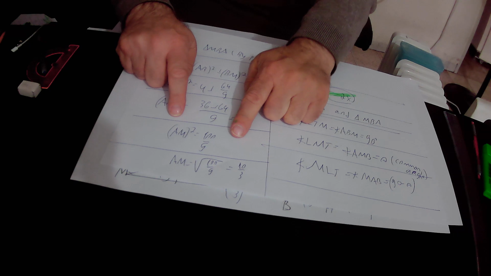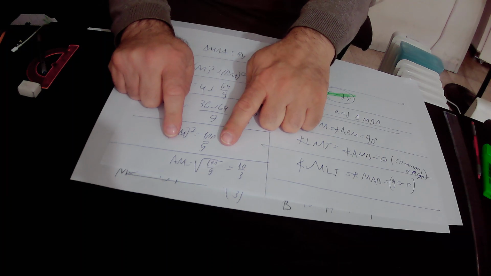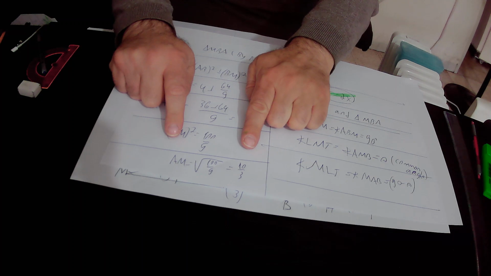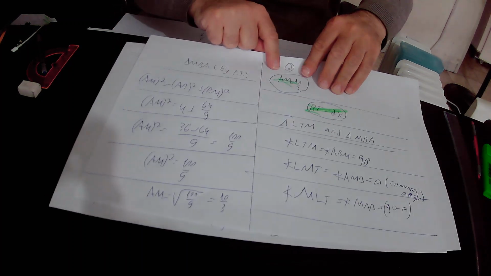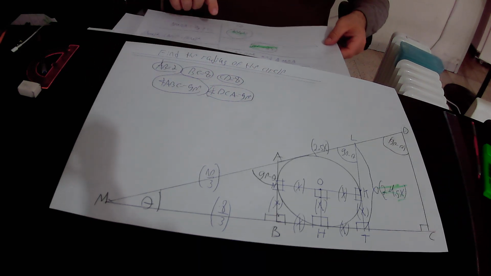We took the root of this equation and finally found that AM equals the square root of 100 over 9. The square root of 100 over 9 is the square root of 100, that is 10, over the square root of 9, that is 3. So in total, AM equals 10 over 3 units in length. The hypotenuse AM equals 10 over 3 units in length.